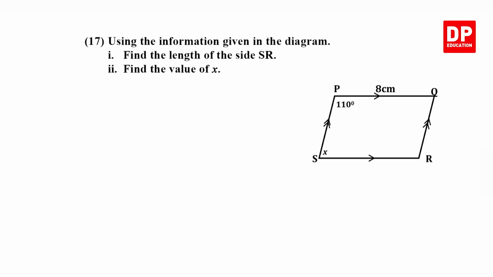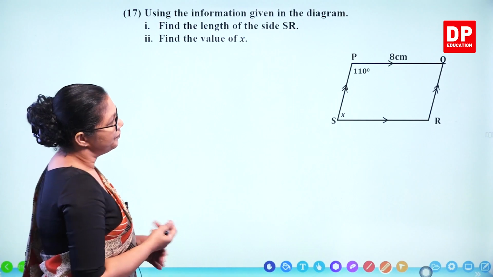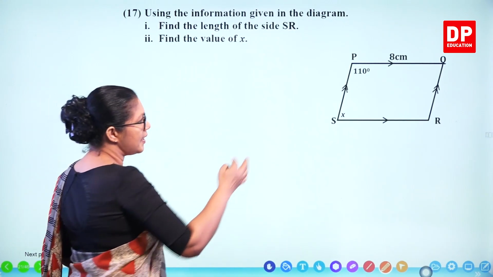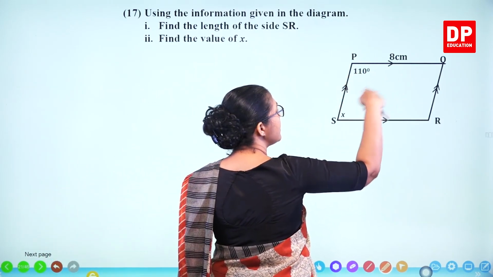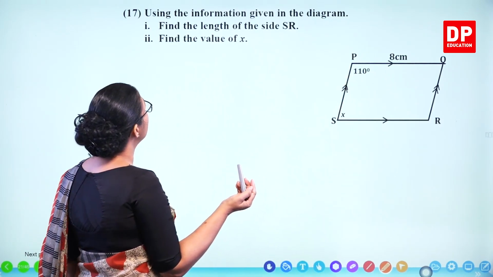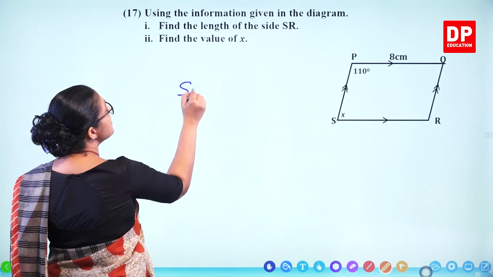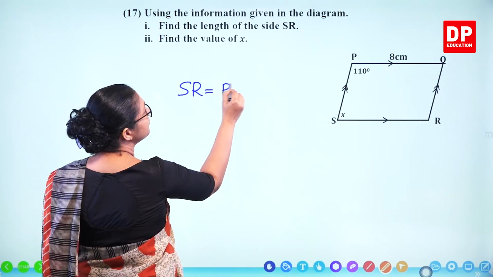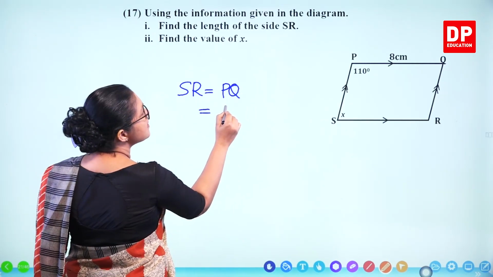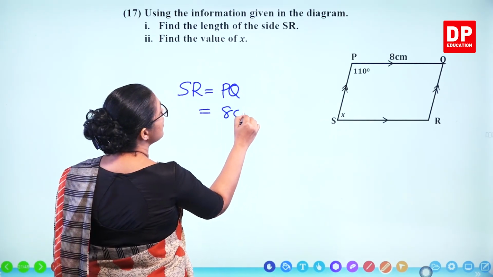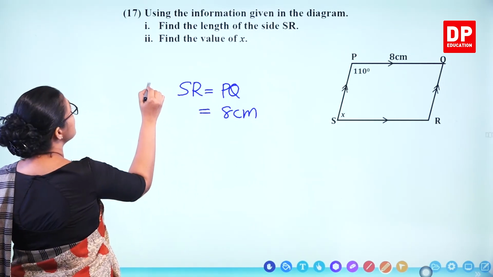Question number 17. Using the information given in the diagram, find the length of the side SR. This is a parallelogram. Can you see opposite sides are parallel? So this is a parallelogram. SR is equal to PQ. So what is SR? That's same as PQ. So 8 centimeters. That's the first part.